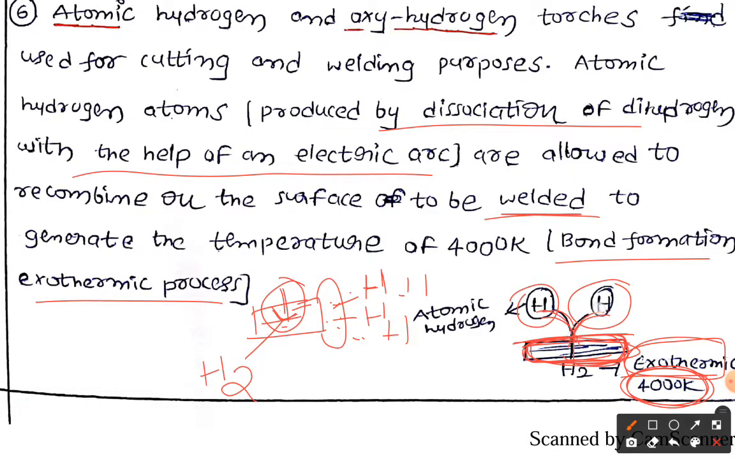So these are the uses of atomic torches. Atomic hydrogen or oxyhydrogen torches, what do they mean? In that we have oxygen atoms and hydrogen atoms together. That type of torch is called an oxyhydrogen torch.